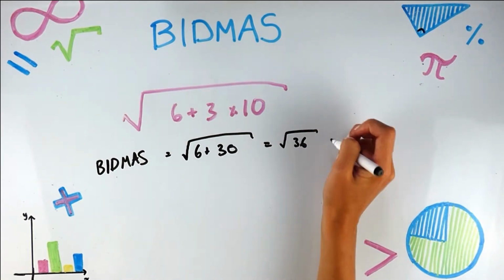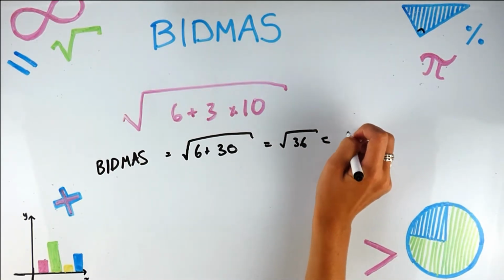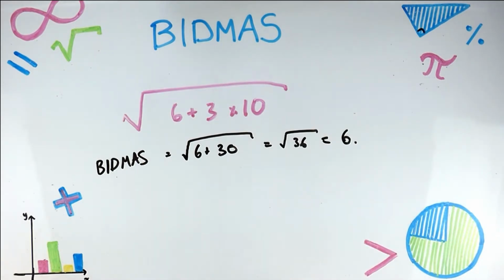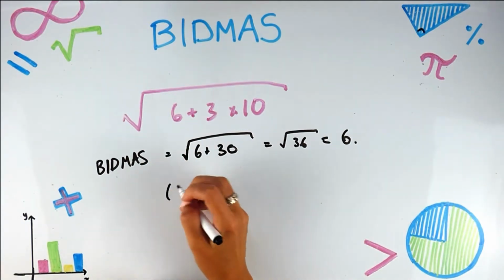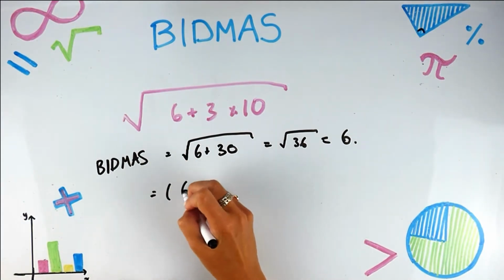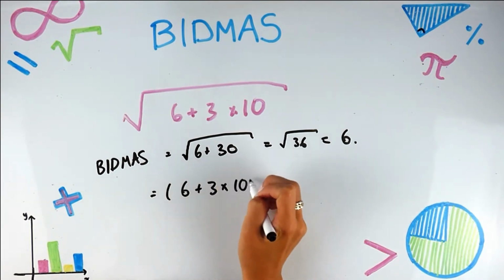Let's do it. 36, and then square root of 36 is 6. Okay, so the reason, some of you might be aware, some of you might just want to forget this, that a square root sign can mean the power of a half. So if you're not following, don't worry. That would be the same as writing it as that.